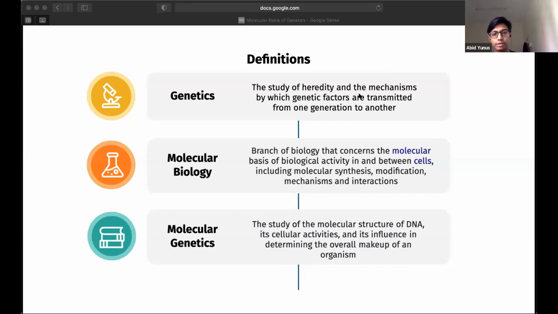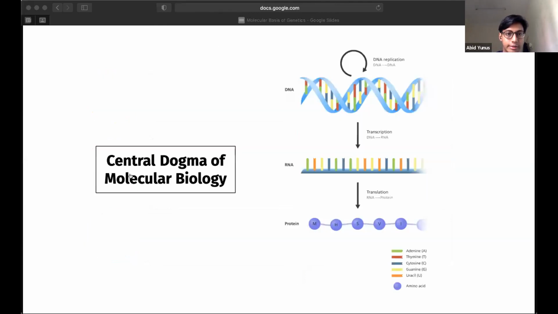And molecular genetics is the study of molecular structure of DNA, its cellular activities, and its influence in determining the overall makeup of an organism. Okay. So the central dogma of molecular biology. The central dogma of molecular biology is basically an explanation of the flow of genetic information within a biological system in a living organism.